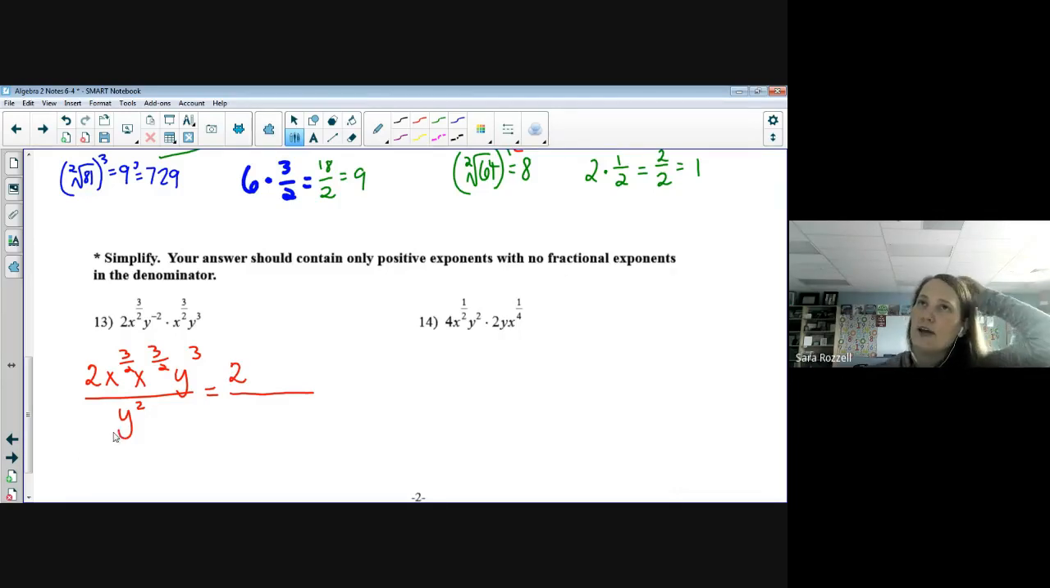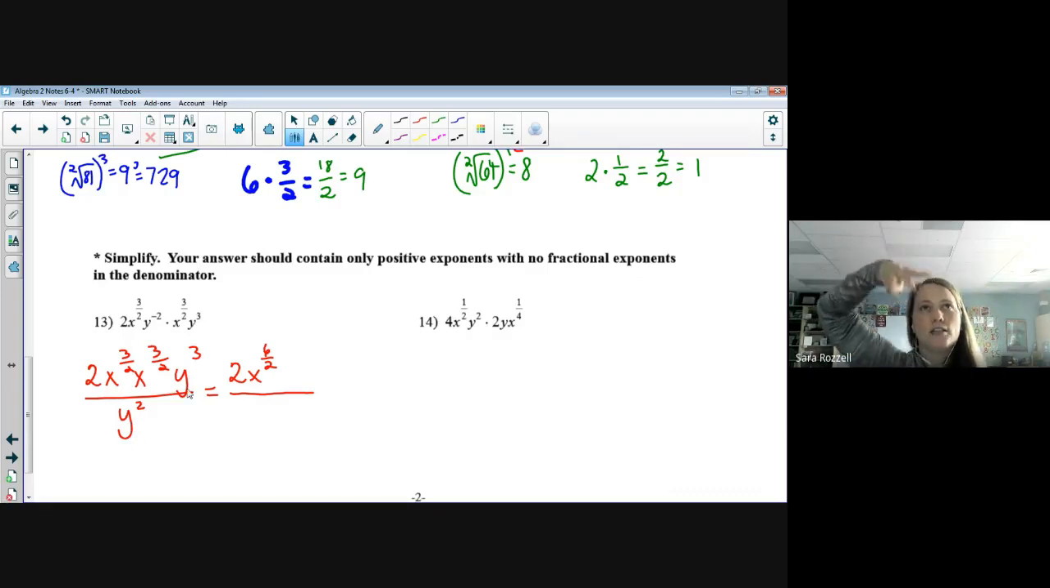And now we go in alphabetical order. We're going to start with our x's. I have 3/2 and 3 more halves. How many halves does that make? 3/2 plus 3/2 makes how many halves? Yeah, so we're going to have x to the 6/2. And we'll simplify that in a second.